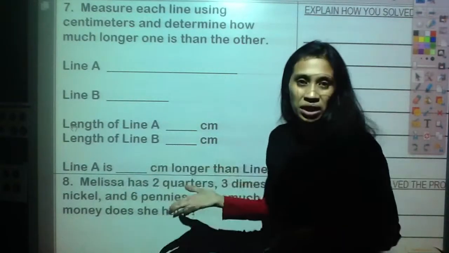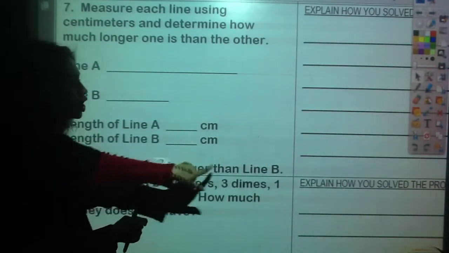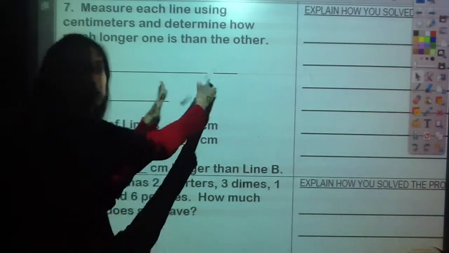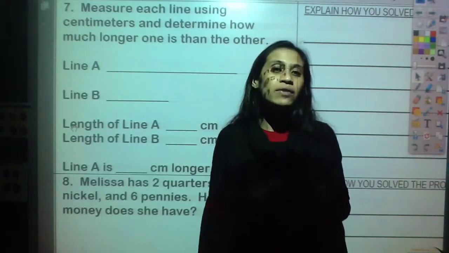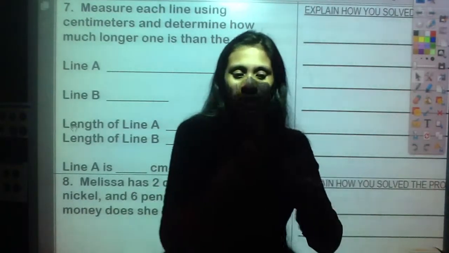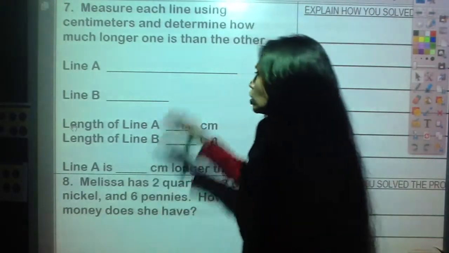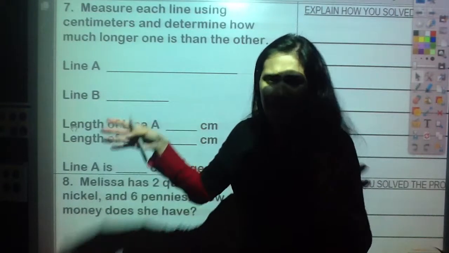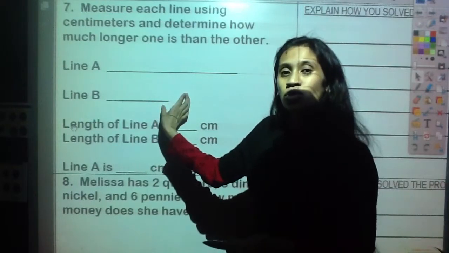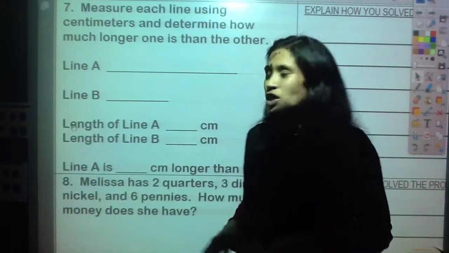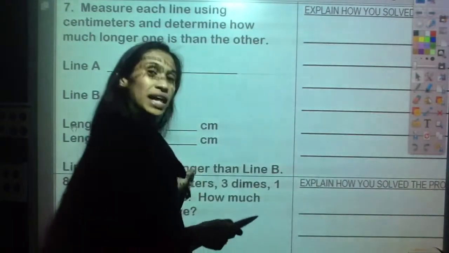And then we have to do the last part. It says line A is blank centimeters longer than line B. So we see how much that it's longer, right? Do you see that? So we have to figure out how much longer it is. I'll give you the clue. It's an operation. You either have to add, subtract, multiply, or divide. How much longer means when we compare it, we have to not add. We're not putting them together. We have to see how much more this is than that. So we need to subtract, okay? So once you get that answer, subtract them together and write that answer down here.